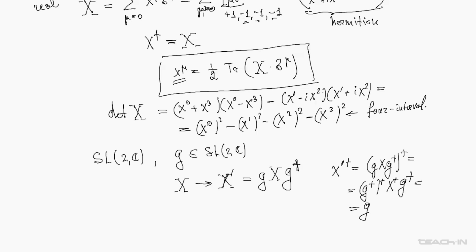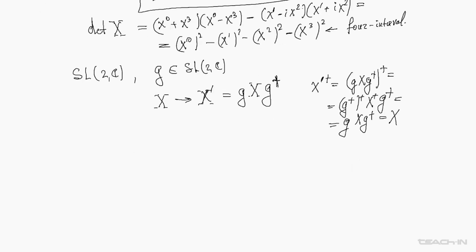So hermiticity is preserved. Now if you look at the determinant of X prime, this is the determinant of G X G dagger, which is due to the property of the determinant, the determinant of G multiplied by the determinant of G dagger multiplied by the determinant of X.